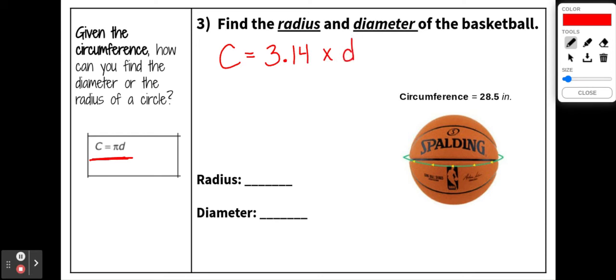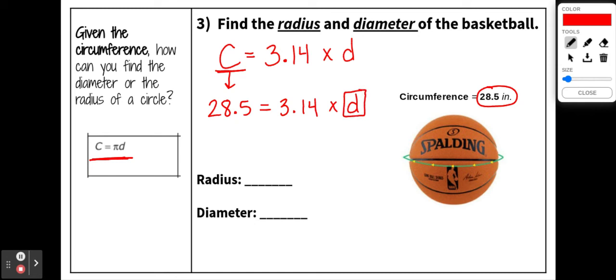Now let's think about what do we know in the formula? What information are we given? Because this time we're not given the diameter. We're given the circumference. This is what we know. So because the circumference is 28.5 inches, I can replace the C in the formula with 28.5. And then I'm going to write down the rest. 3.14 times D. Okay, now notice that our formula, which is an equation, has one missing variable, the diameter.